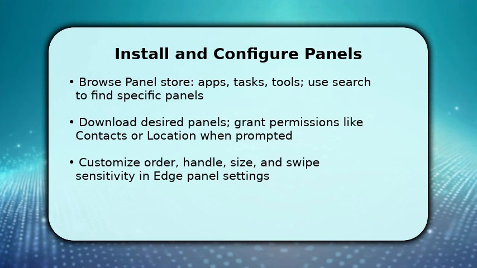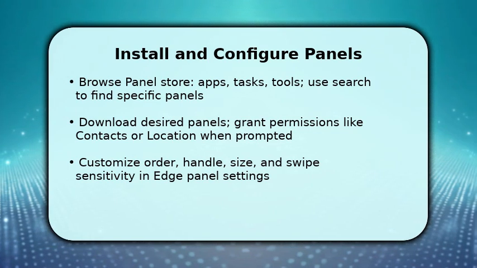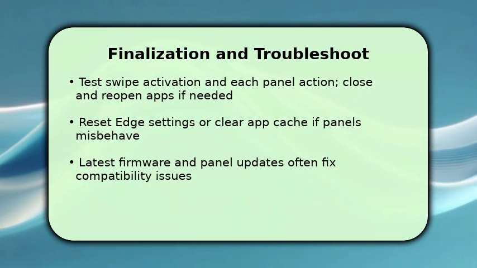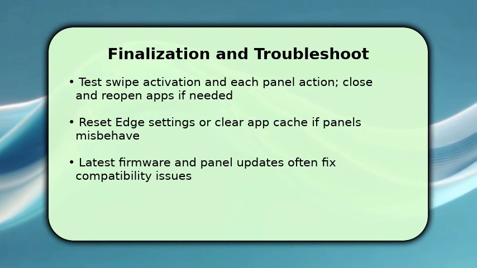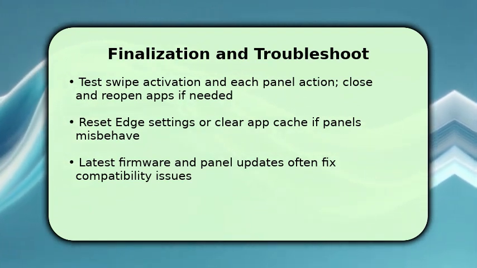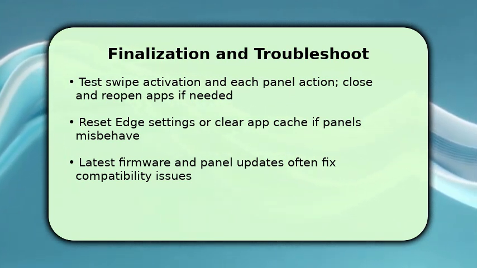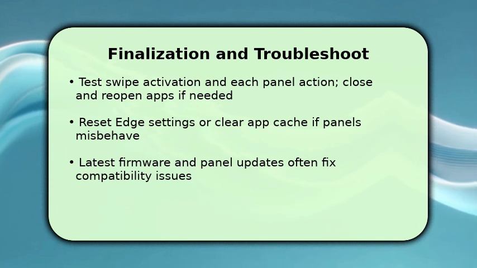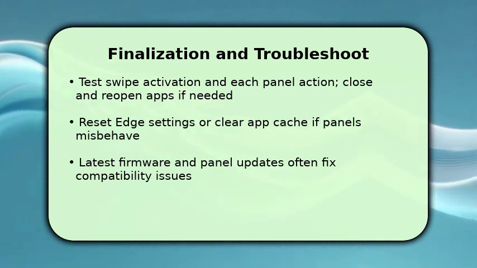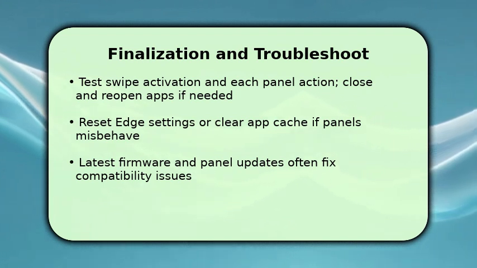You finish by testing the swipe gesture and every panel action to confirm responsiveness. Open and use each shortcut to be certain they launch correctly. If a panel is unresponsive, clear its app cache or force stop the companion app, then reboot. This fixes most transient problems. If issues persist, reset Edge Panel settings or update firmware and the panel app, since out-of-date software commonly causes conflicts. One key troubleshooting tip: disable.